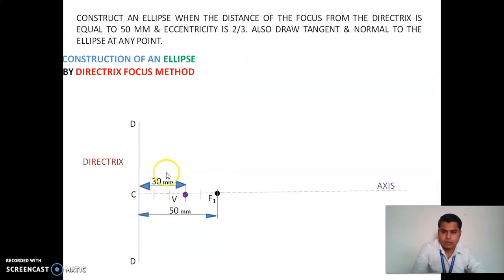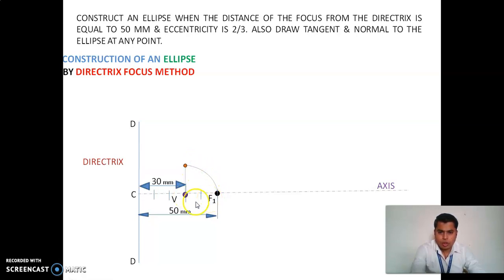So VF1 by VC, that is the eccentricity. Now you need to draw one curve passing through point F1, and you need to select the center for this arc as V. So you need to select VF1 as a radius, V2F1 as a radius, and V as a center. You can draw an arc.